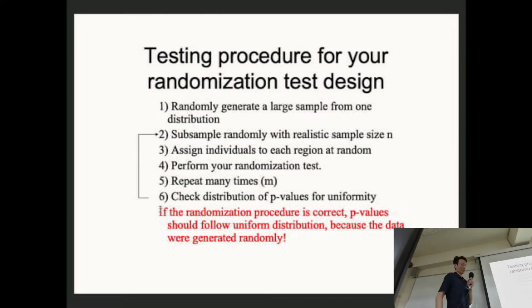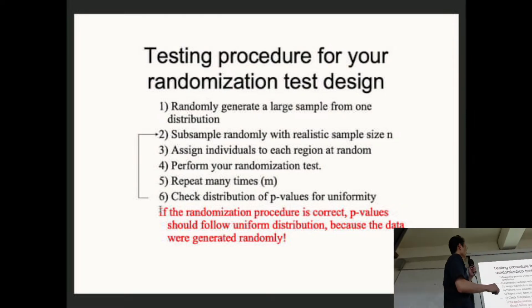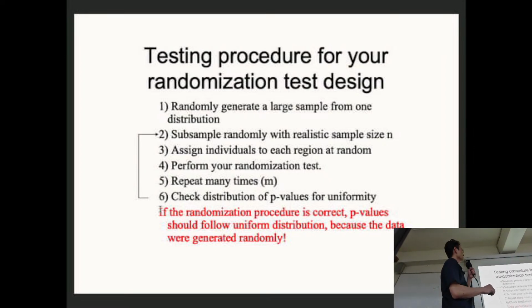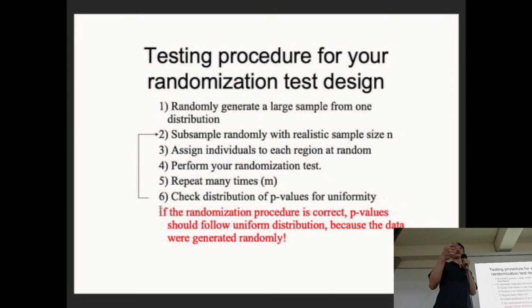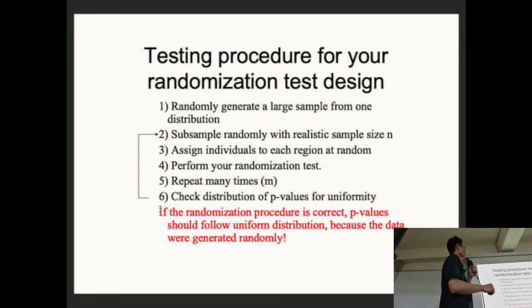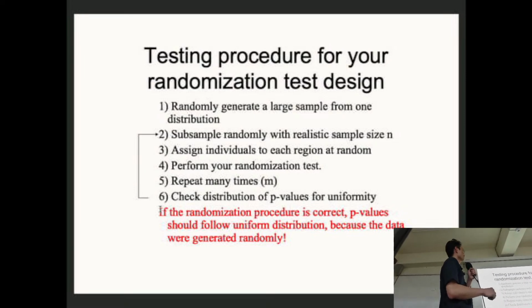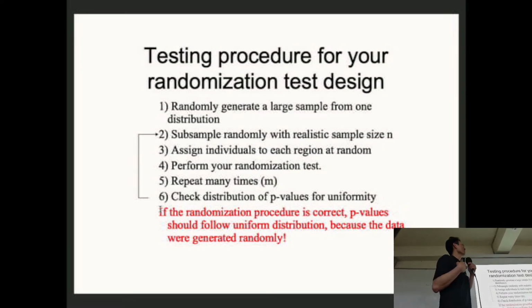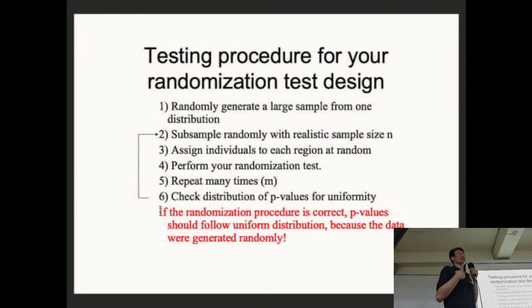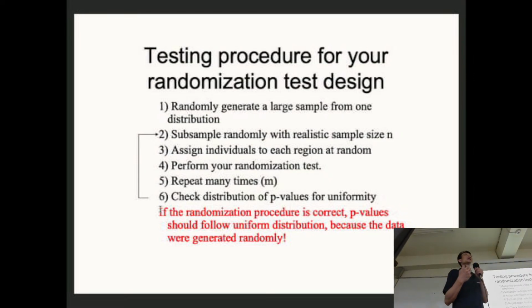So how can you do that? You need to generate a large sample from one single distribution. You can decide maybe to generate from Gaussian or generate from uniform. It's up to you, depending on your research question, depending on your design. Anyway, you generate a sample from one distribution. So for example, I'm going to test whether my randomization design for a t-test or for ANOVA is useful, effective or not.